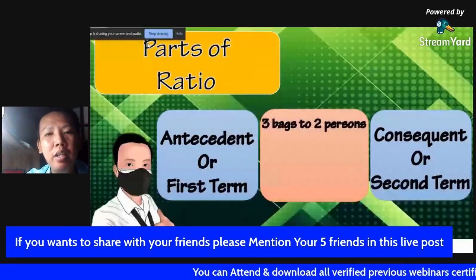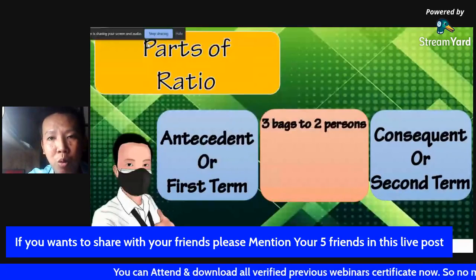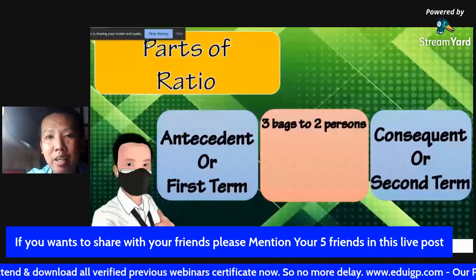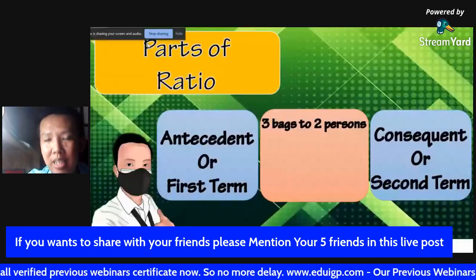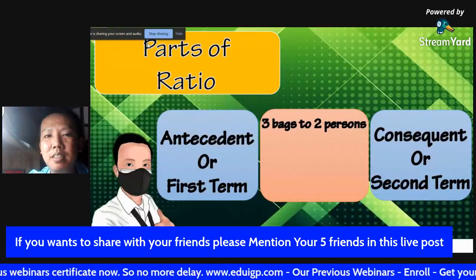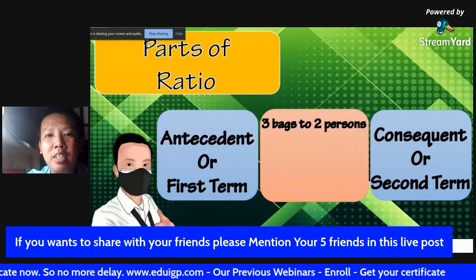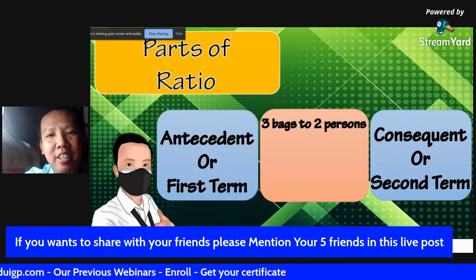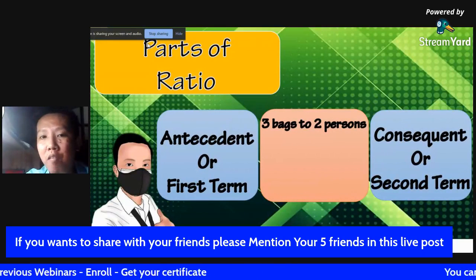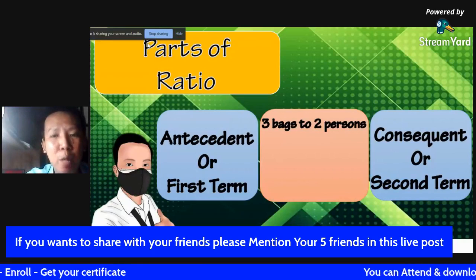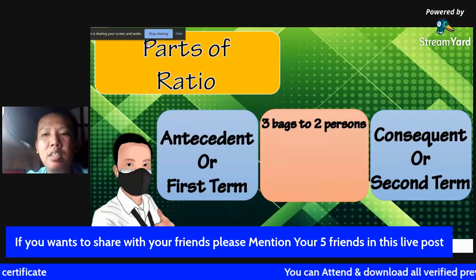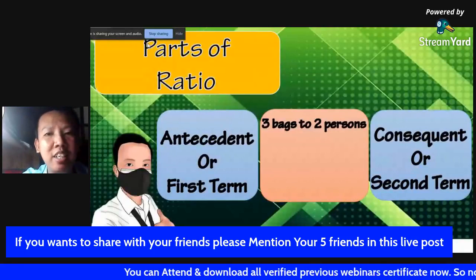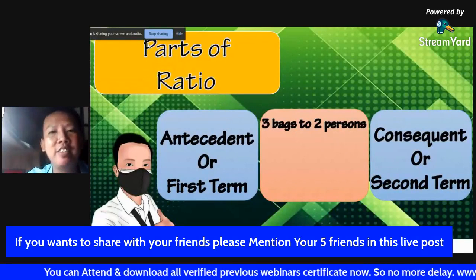We have three bags to two persons. Which among the given quantities represents the antecedent? If your answer is three bags, then you are correct. Which of the two quantities represents the consequent? If your answer is two persons, then you got it right.